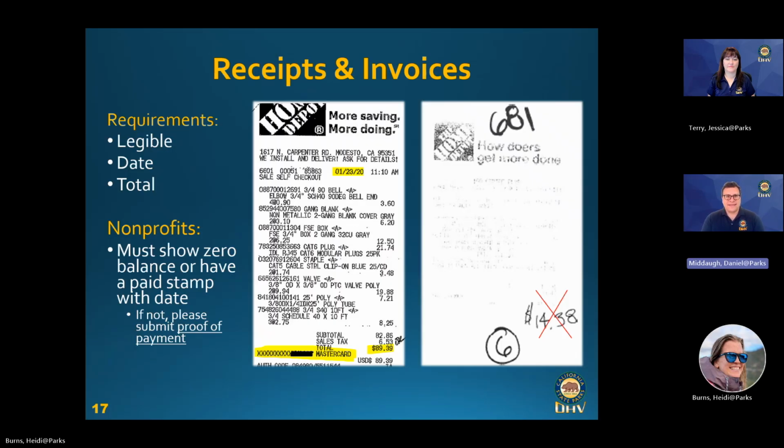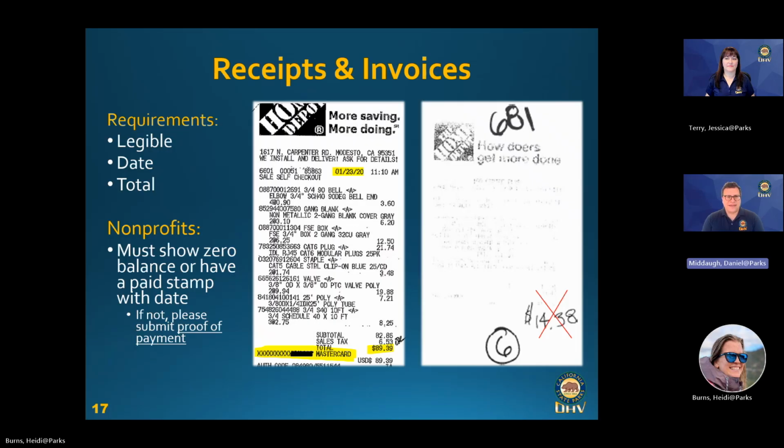Those types of things can help make sure that you have a better scan before you submit your supporting documentation. Obviously, the receipt on the right would be rejected, so please make sure that you do have a legible copy. And keep in mind, if you are a nonprofit, you have to have a zero balance on your receipts and invoices. So that could be a paid stamp with a date, a bank statement, credit card statement, something like that does have to be included with your submission.